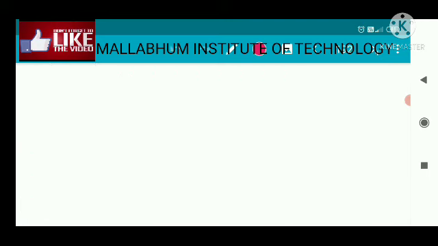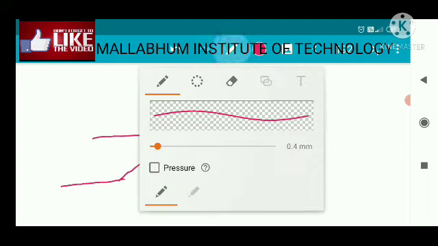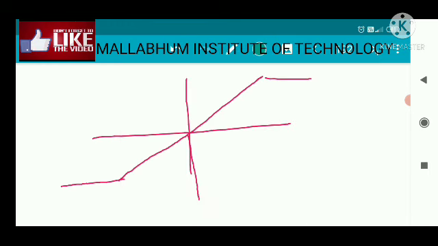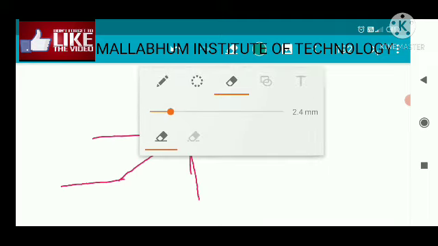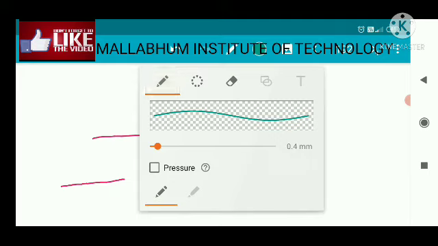The theoretical graph looks something like this. This is the ideal graph of the operational amplifier. But practically what happens, the graph is not like this. The graph looks like this.